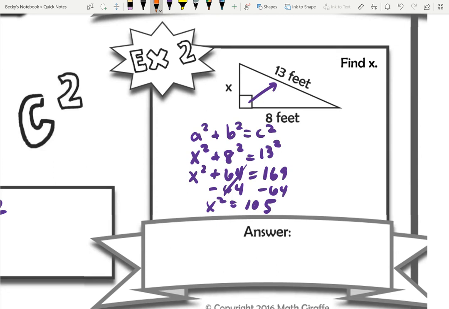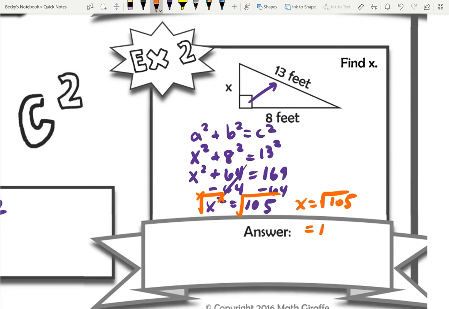Now, just like before, I don't want x squared, I want x. So I'm going to square root that, square root the left side, square root the right side. So x is the square root of 105, but I want decimal form. So practice typing this into your calculator and rounding it off.